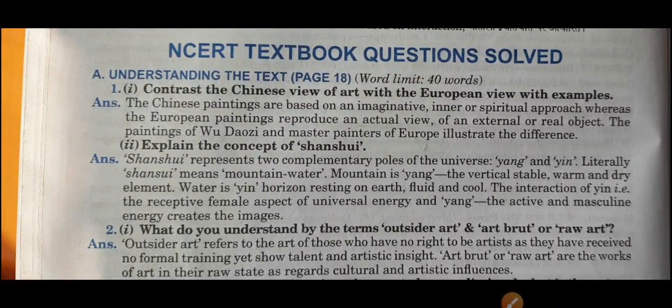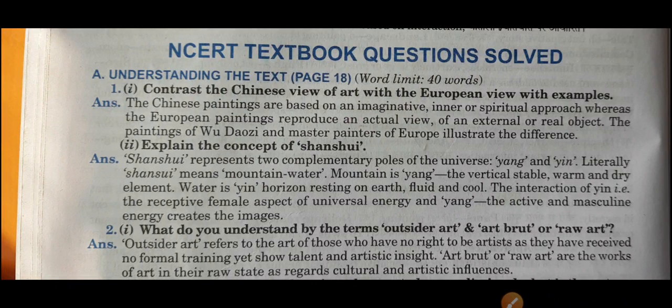Now let's discuss some questions. Contrast the Chinese view of art with the European view with examples. Children, the Chinese paintings are based on an imaginative, inner or spiritual approach, whereas the European paintings reproduce an actual view of an external or real object. The paintings of Wu Daozi and master painters of Europe illustrate this difference.